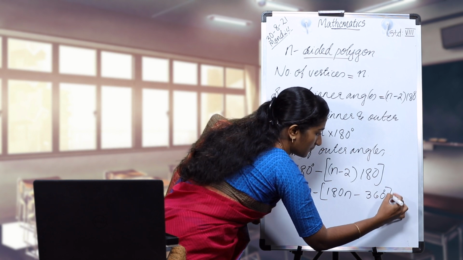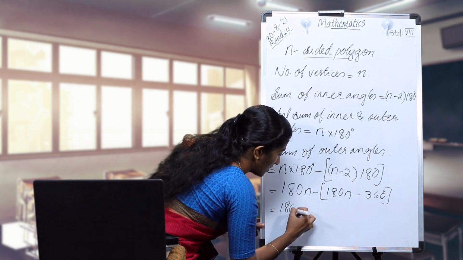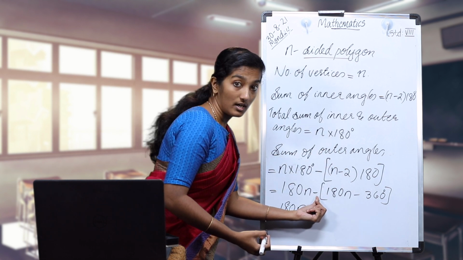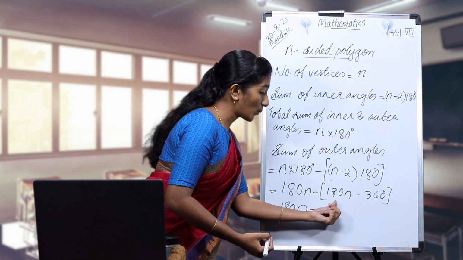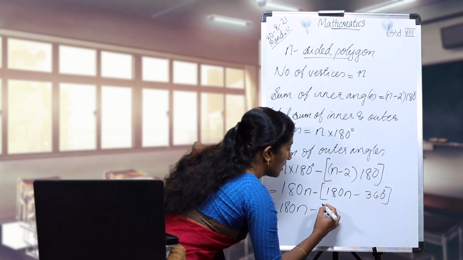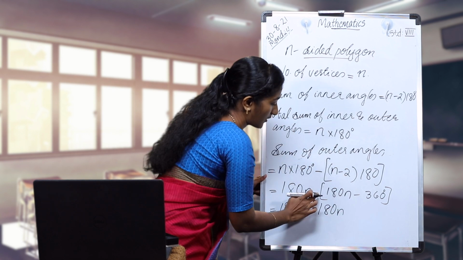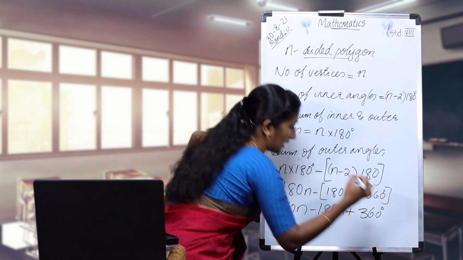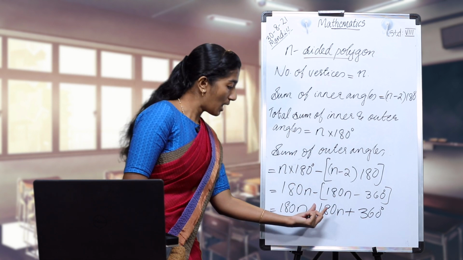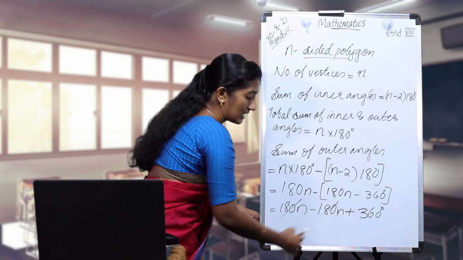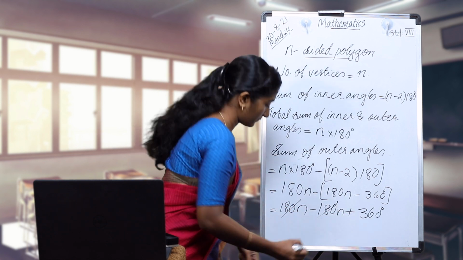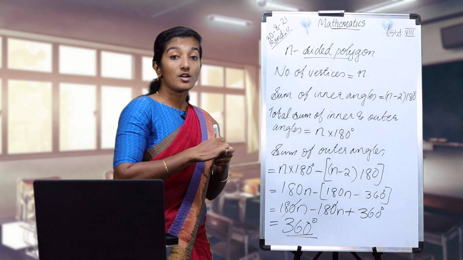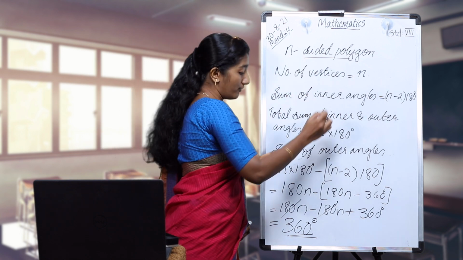Then 180n minus, open this bracket, here we have a minus sign. Then this 180n becomes minus 180n, and from this minus and this minus, it becomes plus 360 degrees. Here we have 180n minus 180n, so we can cancel this. The result will be 360 degrees. We have found the sum of outer angles.